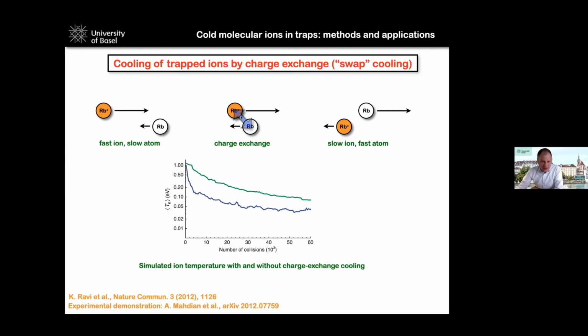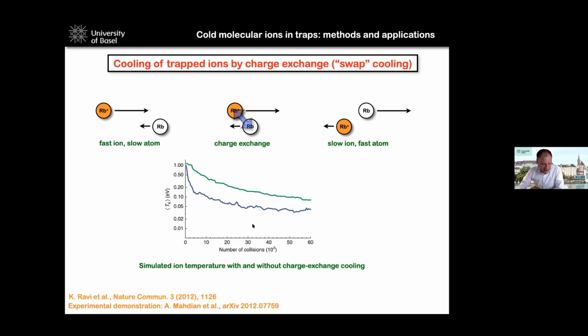Essentially, the charge hops over from the fast ion to the slow atom, and the slow atom then becomes a slow ion. And the original fast ion becomes a fast atom. In this way, you are left with the same ion species again, but now it's considerably slower. And that was worked out in this paper by Sadiq's group already in 2012.